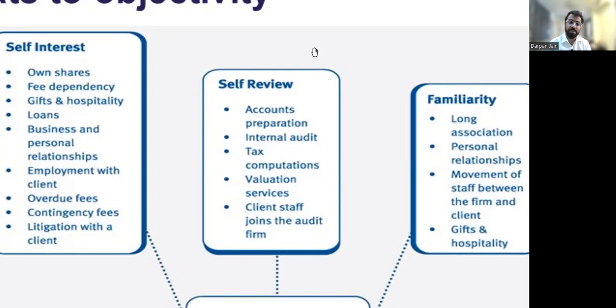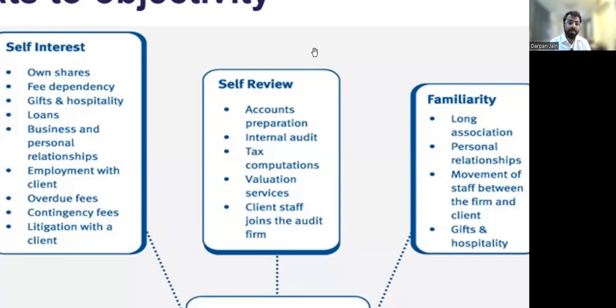Apart from personal relationships, there is business relationship. If you have a business contract with one particular client, a business contract of purchase or sale, let's say that company is in the manufacturing of shirts and you already have a contract of selling them cotton for manufacturing the shirts. Then you cannot be their auditor because you have a business relationship with them. Since you have the business relationship with that company, you cannot be the auditor of that company.